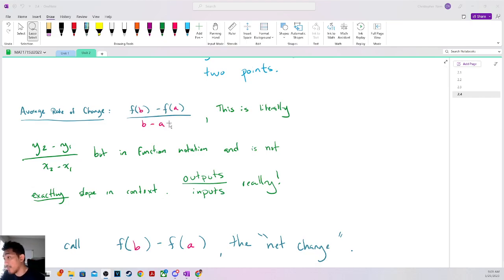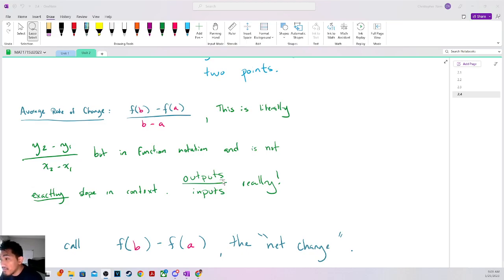Some of you guys are going to try to memorize that. That is perfectly fine, but I will warn you, every student that I have worked with who tried to memorize this on the final, they often forget. I would just tell myself y2 minus y1 over x2 minus x1 slope, or outputs over inputs. That's another really good way of thinking of it.